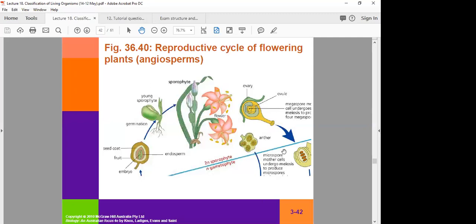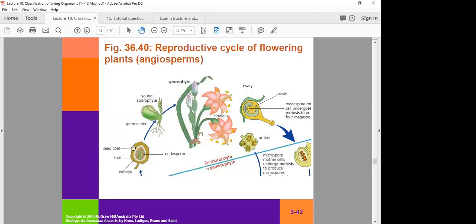Each egg cell is fertilised by a sperm cell, and that sperm cell arises from the pollen that's produced in the male anther. So once the egg cell is fertilised, it starts to develop into an embryo, which you can see here in green. And then a protective seed coat will start forming around that embryo at the same time as the embryo is developing.